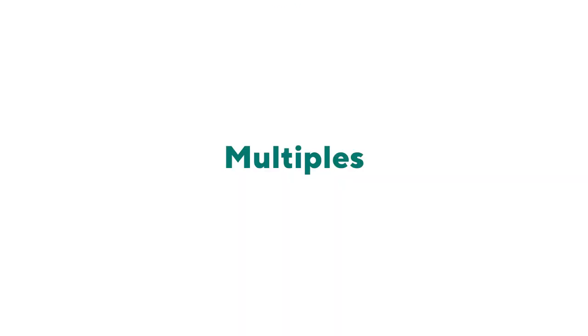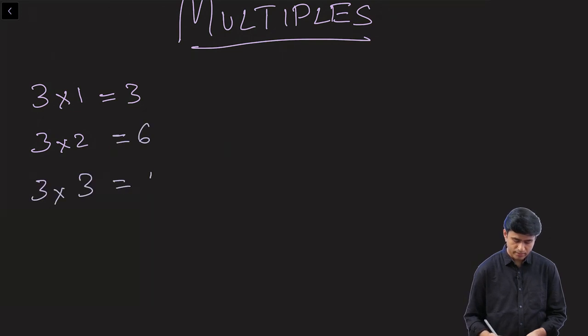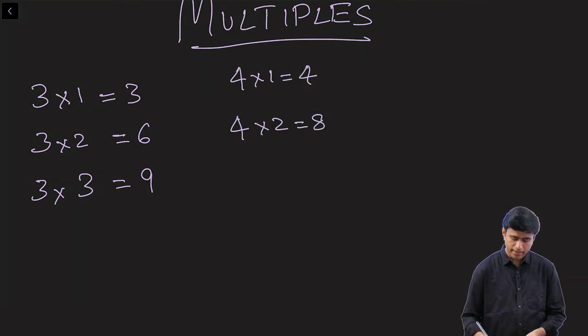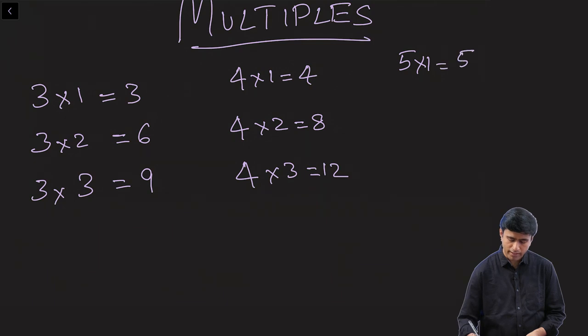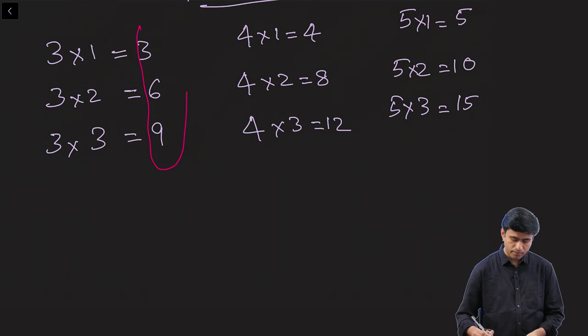Now let's talk about multiples and factors. What are multiples? 3 ones are 3, 3 twos are 6, 3 threes are 9. The table of 4, 4 ones are 4, 4 twos are 8, 4 threes are 12. The table of 5, 5 ones are 5, 5 twos are 10, 5 threes are 15. In this table, 3, 6 and 9 are the multiples of 3.